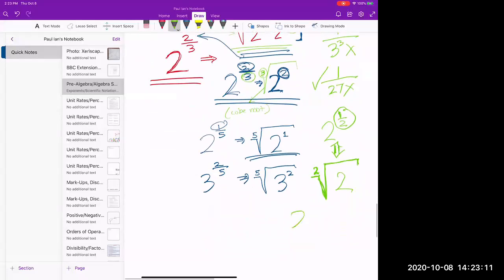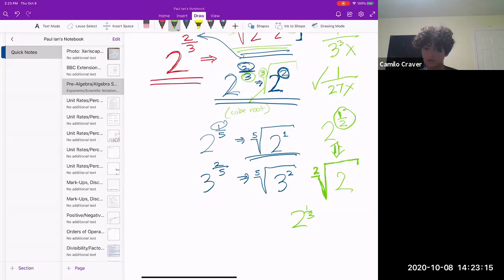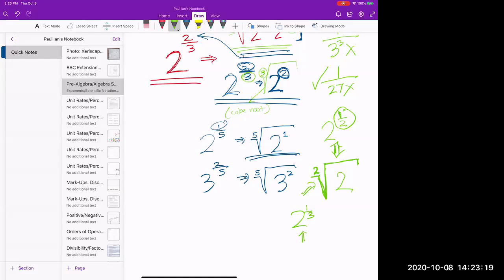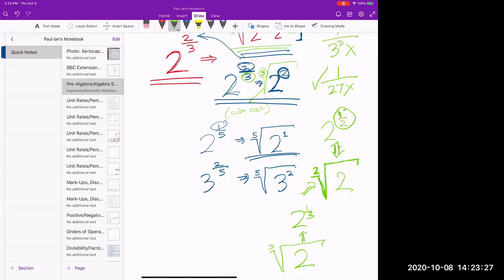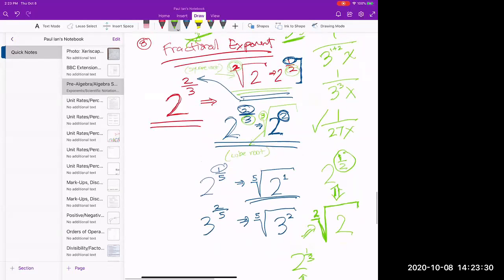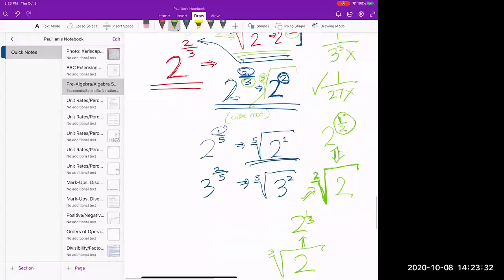But what if you had 2 to the 1/3? What is that? It's similar to this. So what is that one? The 3 is on the... this guy? Yeah. And then you just put the same thing in here. So these guys are similar. This is the fractional exponent. This is what that means.